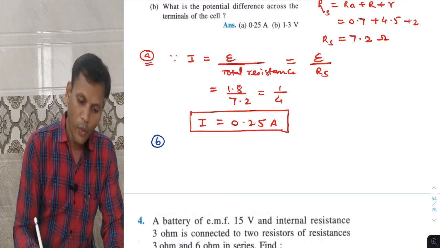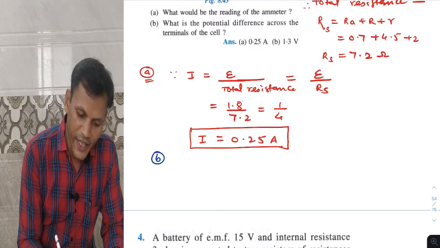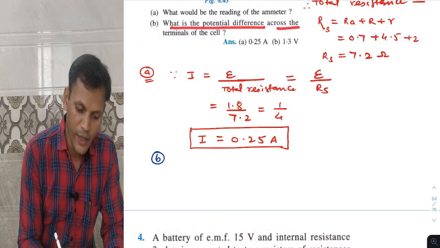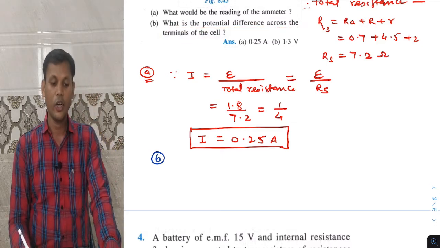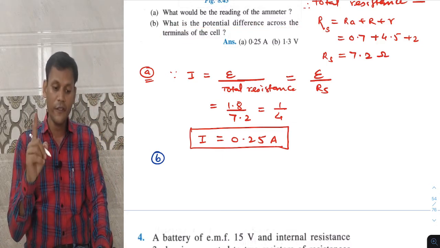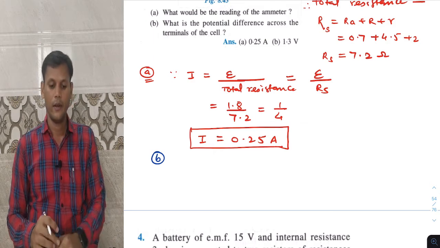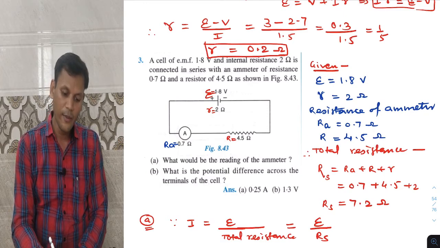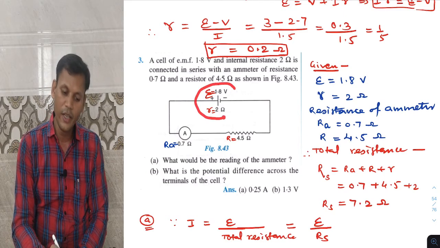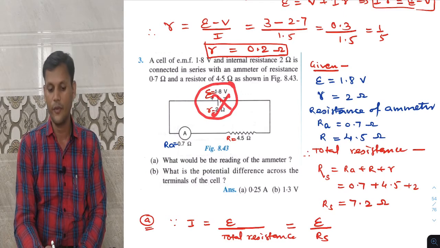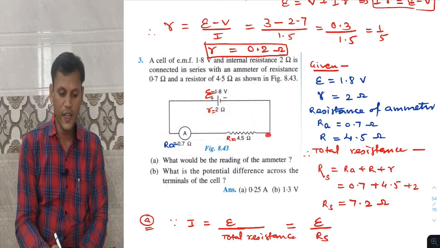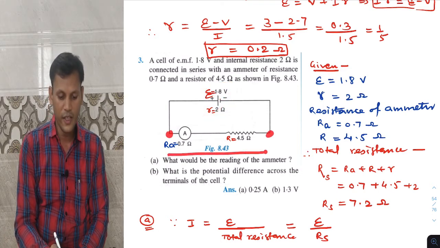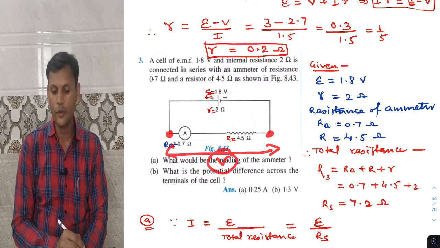What is B part? What is the potential difference across the terminals of the cell? Terminals of the cell means we are not including internal resistance. So across this and this, what will be the potential difference across this? This is to be found out.